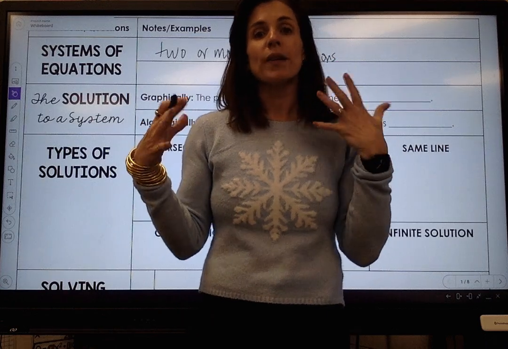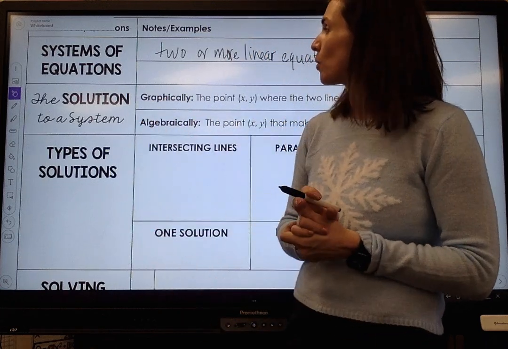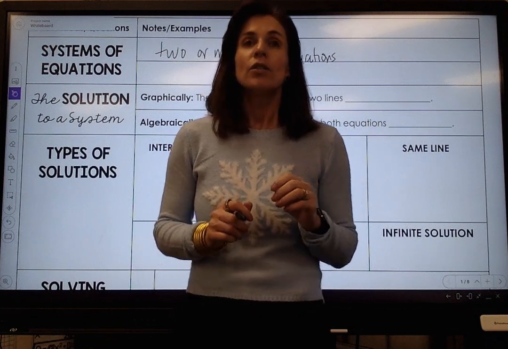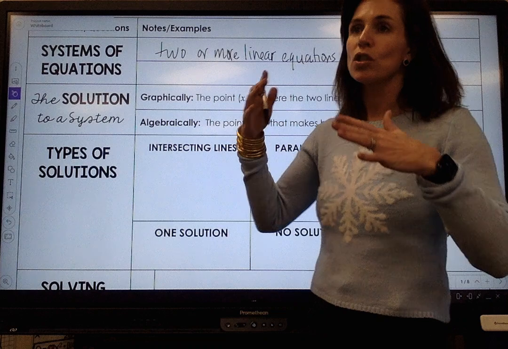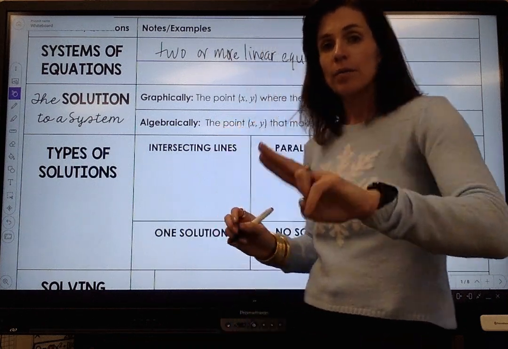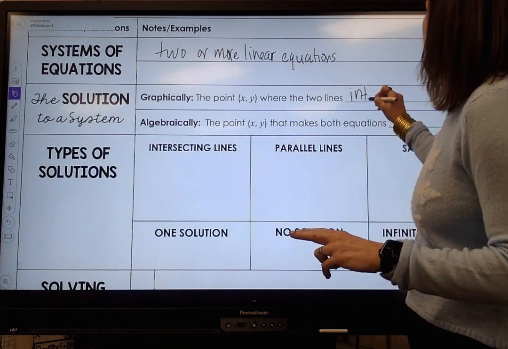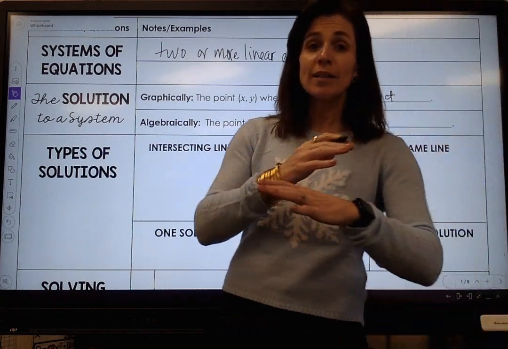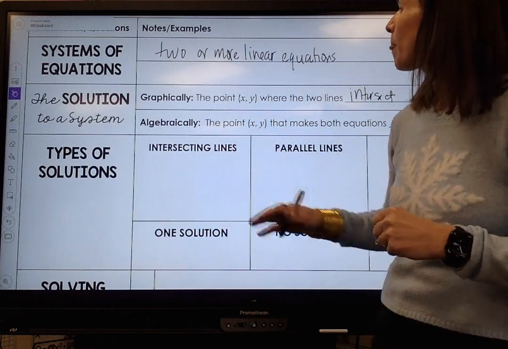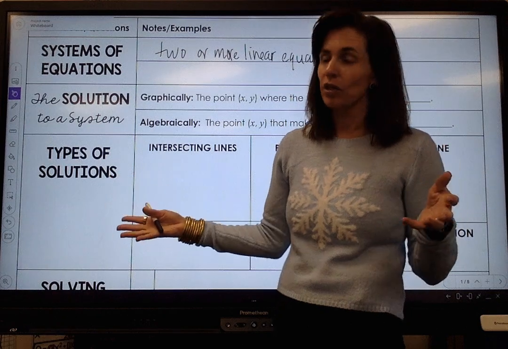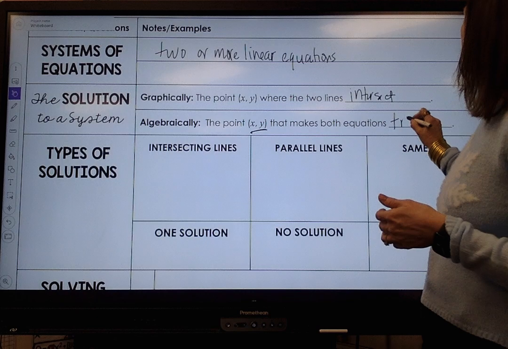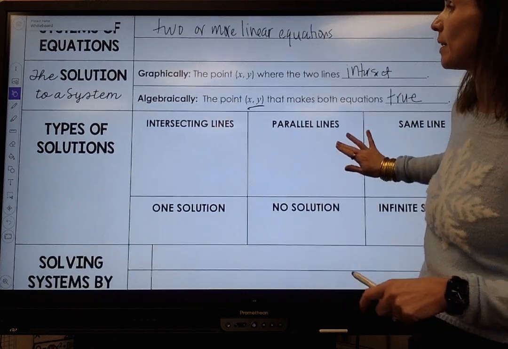You solve these systems of equations two ways. One, you solve it graphically, and two, you solve it algebraically. So graphically, when you solve a system of equations, what does that mean? It means where do those two lines intersect? Two lines that intersect on a graph give you a coordinate point, which is going to be your answer. Algebraically, what is the solution to a system? It is the point that makes both equations true. We're going to talk about that when we get to that section.